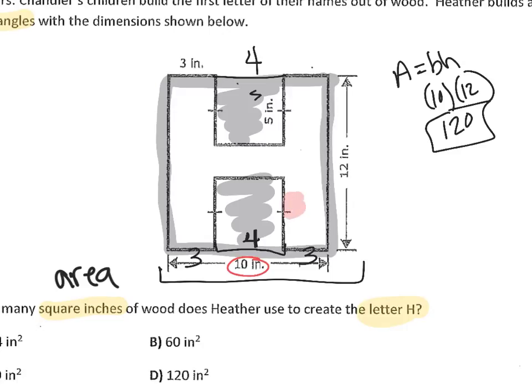So 4 times 5 twice for both of these little squares. That's 20. So 20 inches squared for both. And we've got to cut those out so we can make our H. 120 minus 40. Good.